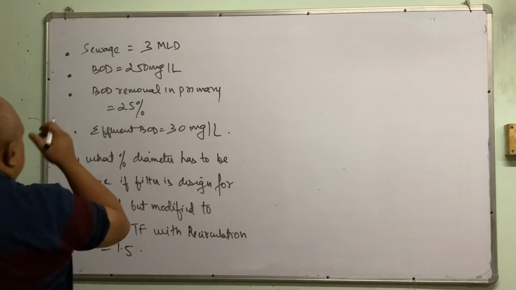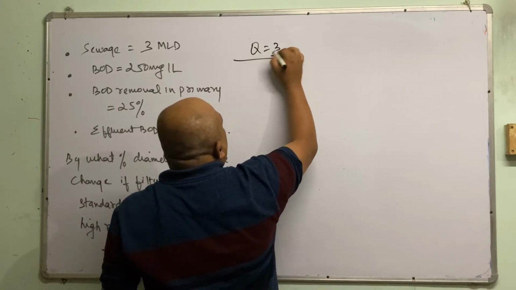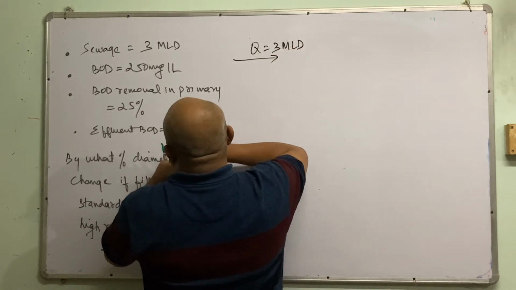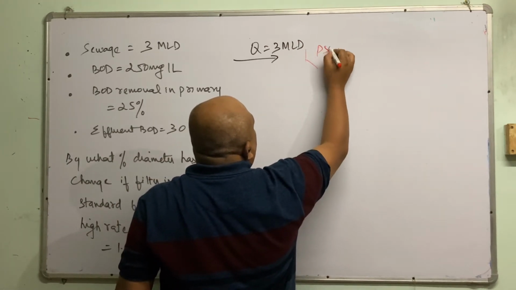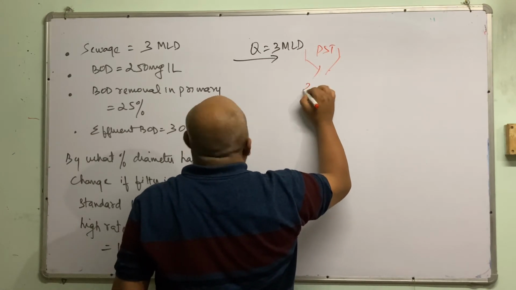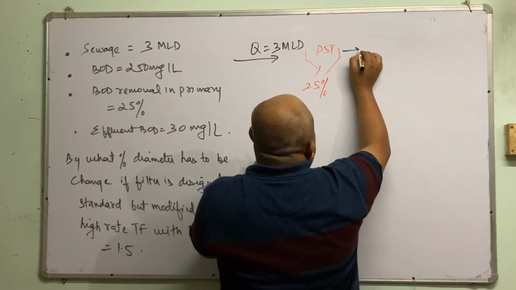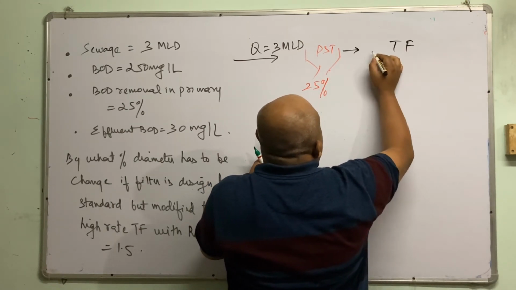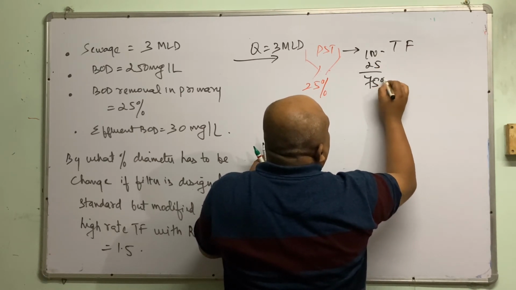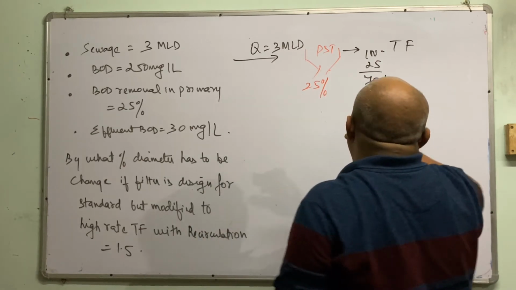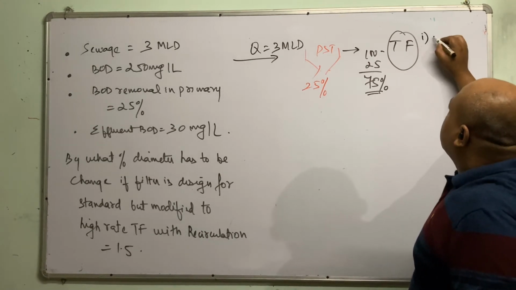What it says is there is a sewage incoming, that is Q is equal to 3 MLD. Now before going to the trickling filter, in the PST part, it already removes 25%. Therefore, the next unit that is coming to the trickling filter is going to be 100 minus 25, this is 75%. Okay. Now, in this trickling filter, he is going to design one as standard.